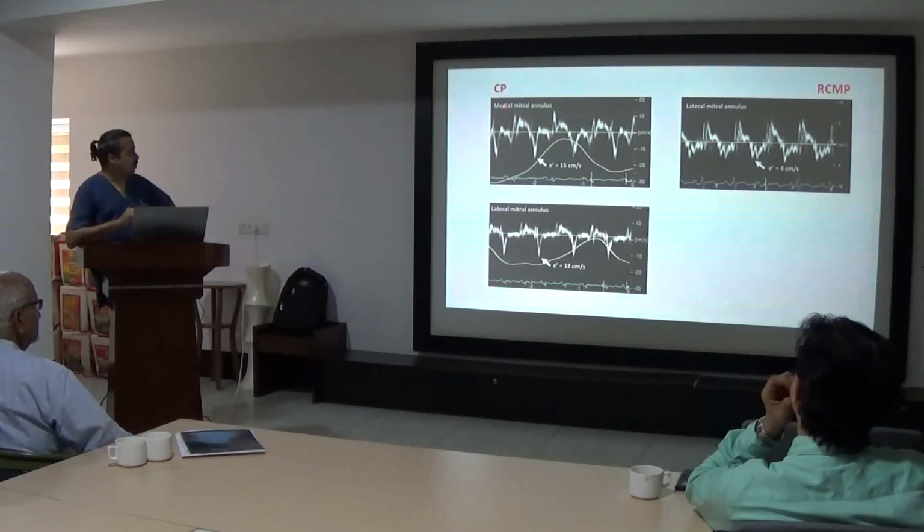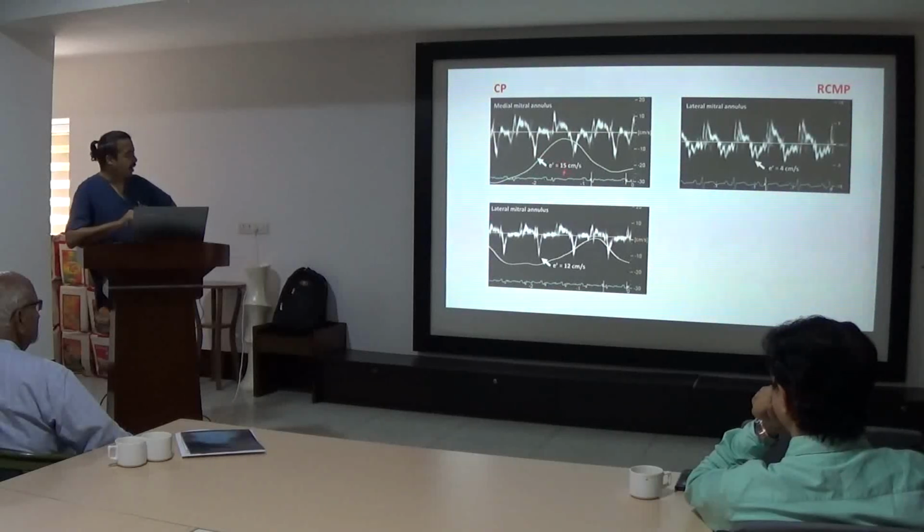This is medial mitral annulus velocity. This is E prime of 15 versus lateral mitral annulus of 12. So that is annulus reversus. Medial E prime is more as compared to lateral E prime, which goes in favor of constrictive pericarditis. All E prime less than 8 goes in favor of RCMP.